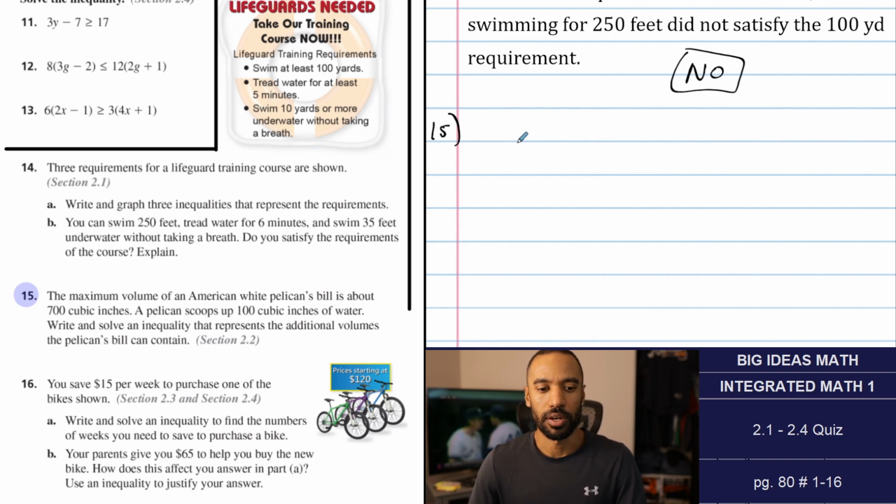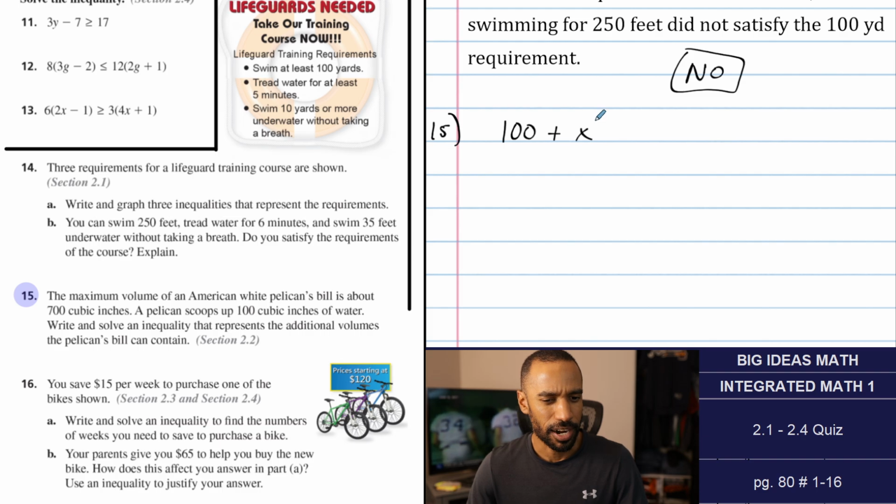Write and solve an inequality that represents the additional volumes the pelican's bill can contain. So they scooped up 100 cubic inches so far. They can get an additional X amount of cubic inches of water in their bill. I was going to say beak. In their bill. And they can get up to 700 cubic inches.